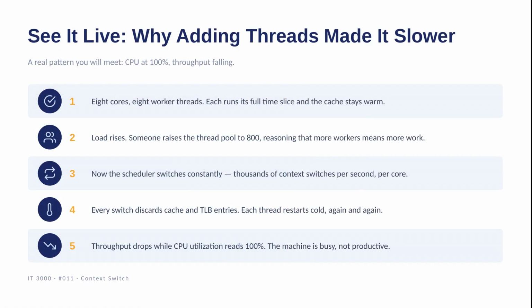Here's what that amnesia looks like in production. 8 cores, 8 workers, everything humming, cache is warm. Load climbs and someone reasons that more workers means more throughput, so the pool jumps to 800. Suddenly the scheduler is thrashing. Thousands of switches per second per core, and every switch throws away the cache and TLB the previous thread just warmed up. CPU sits pinned at 100%, but throughput collapses. The machine is busy, just not with your work.